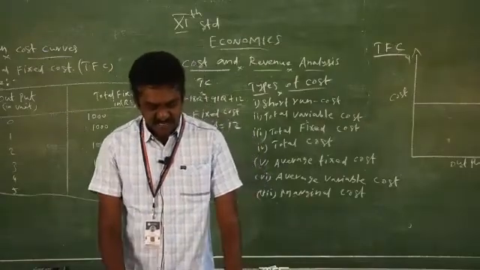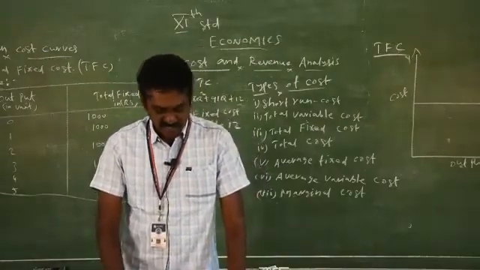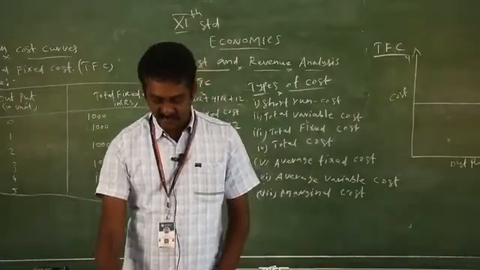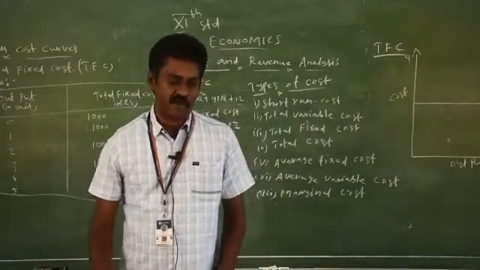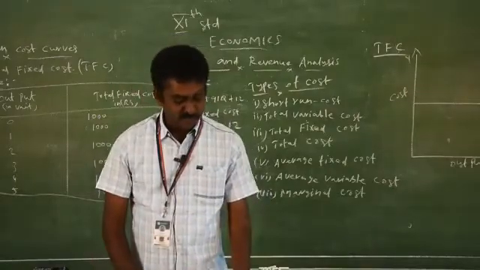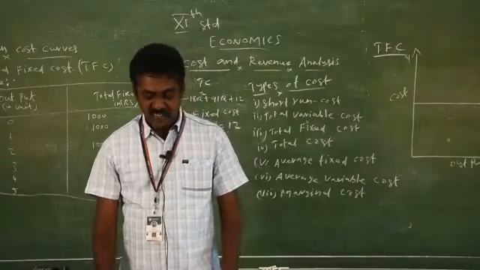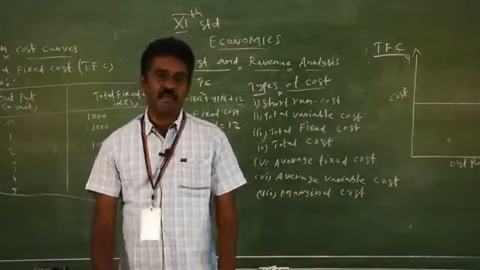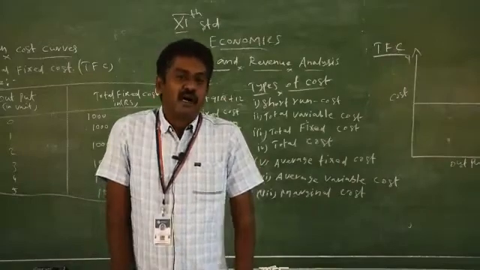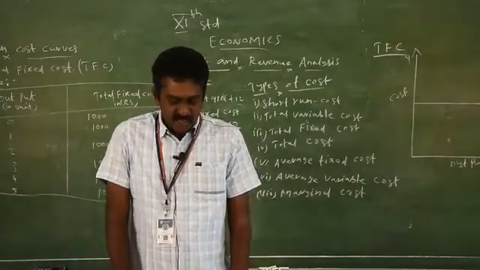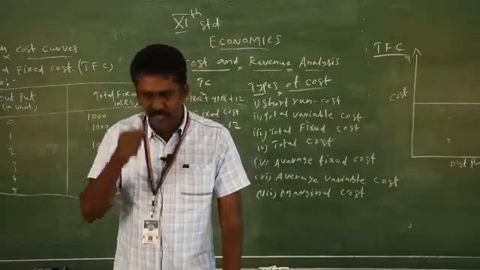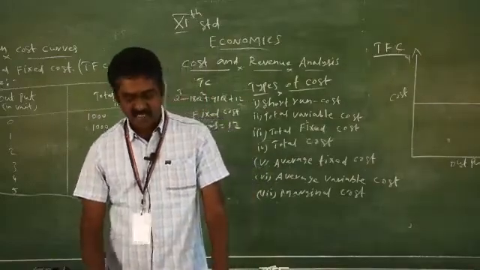The functional relationship between cost and output is called the cost function, which we saw in the last class. And the concept of cost we have covered. There are so many subheadings: money cost, real cost, explicit cost, implicit cost, economic cost, social cost, opportunity cost, sunk cost, floating cost, prime cost, and fixed cost. So there are so many things we have seen in the last class.